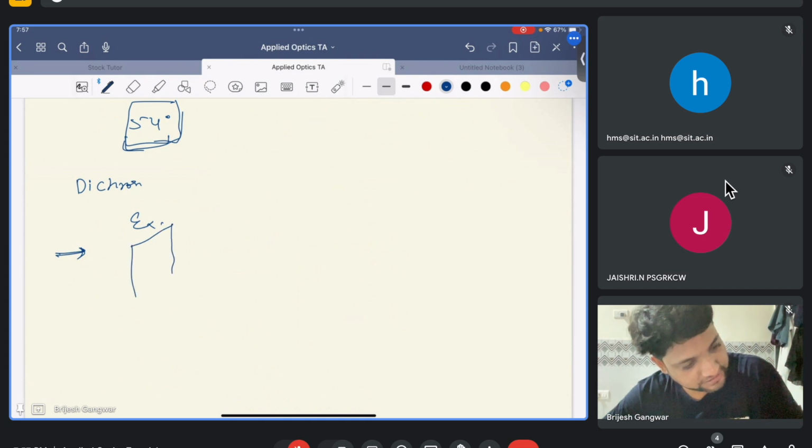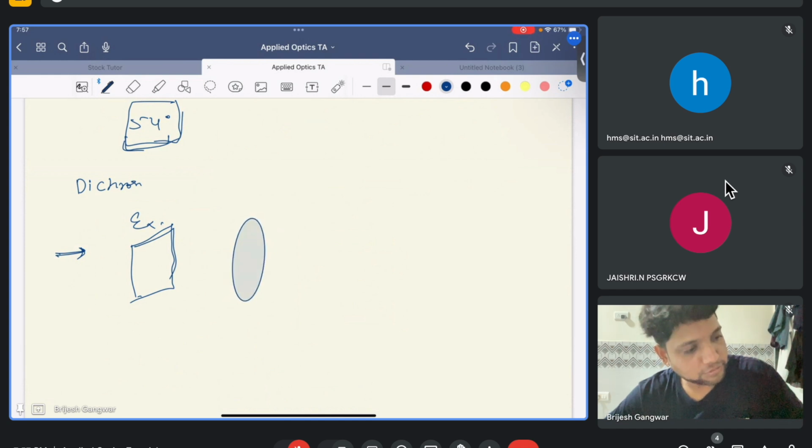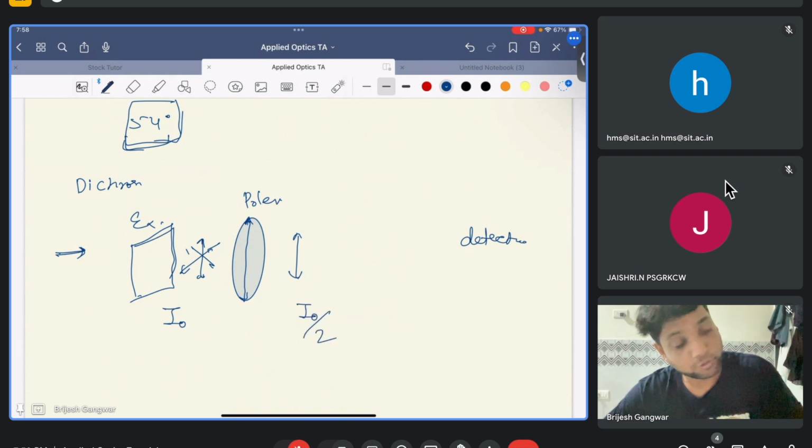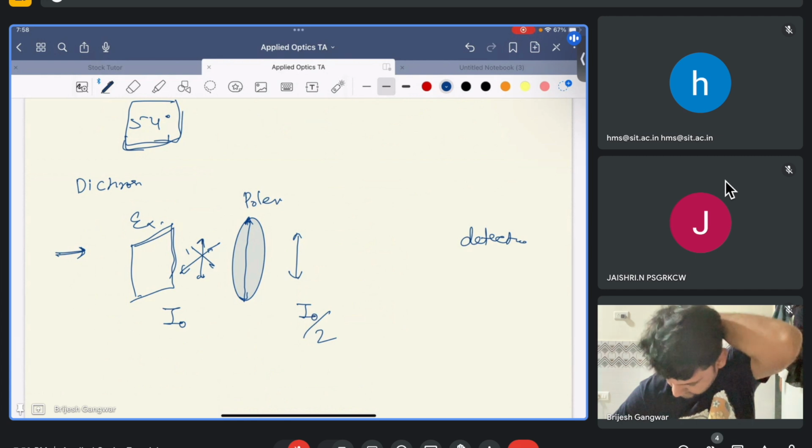There will be some light here, which I am showing with the plane, and we put one polarizer. Here all directions of vibration will be there, but after it only one direction of vibration will be there. So this is a polarizer which polarizes in the vertical direction. The axis of this polarizer is this one, so it passes only this type of vibration. Then we put the detector here. If the light is I naught, here it will be I naught by 2 generally. It comes from Malus law actually.